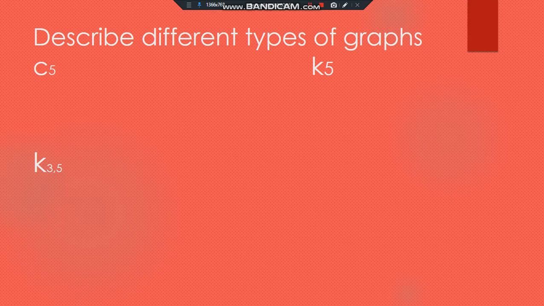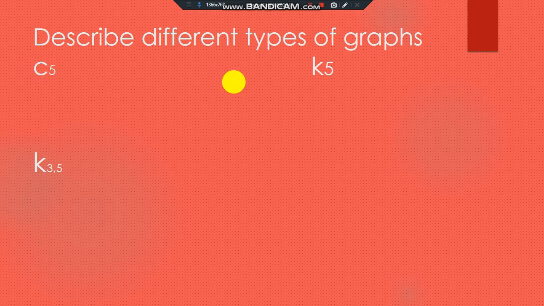Good morning, students. In this class, we are going to describe different types of graphs. Different types of graphs we are going to discuss. Now, C5 means the graph consists of 5 edges and it must be a cycle. C5 means it consists of 5 edges and it is a cycle form.